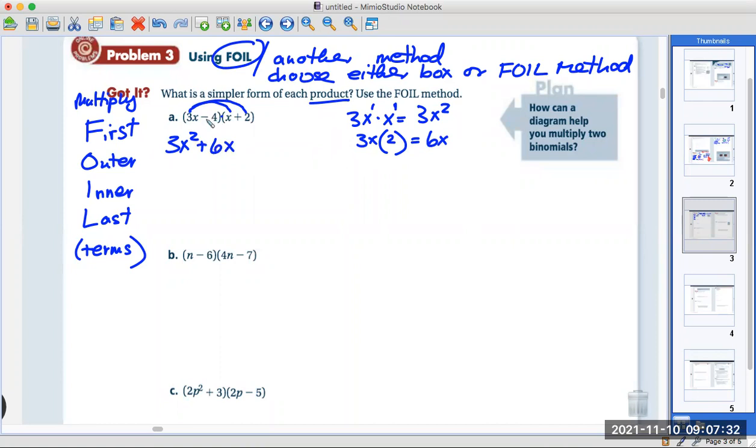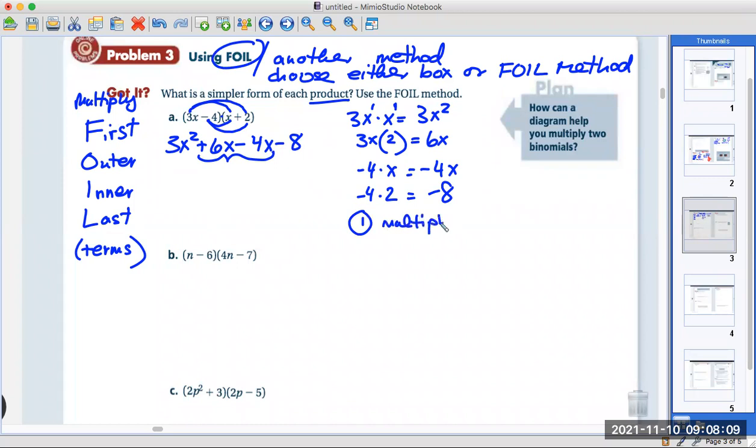Then comes the inner. I draw my bow below. These are the inner terms. Negative 4 times x is simply negative 4x. And then last. The last terms are this one and this one. I draw my bow to guide me. Negative 4 times 2 is negative 8. All right, so I multiplied FOIL. Now I have to combine like terms. These two middle ones are like terms. So I'll call it multiply, and then second is combine like terms.